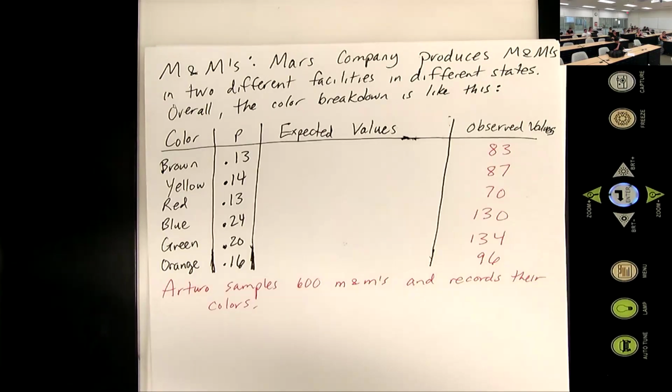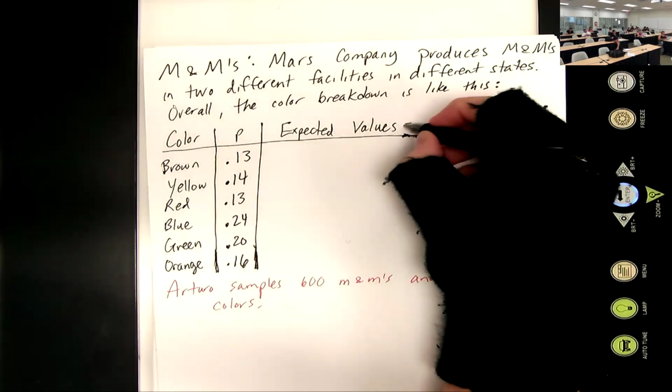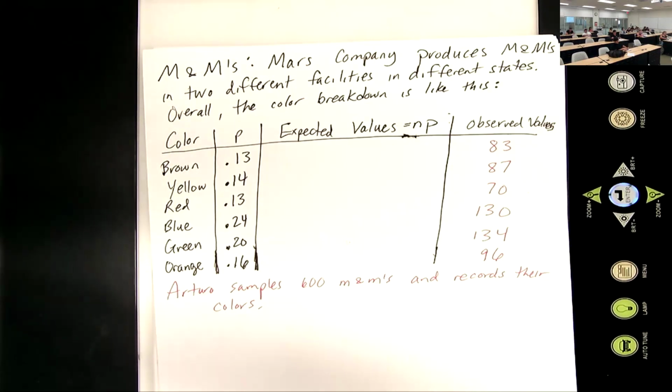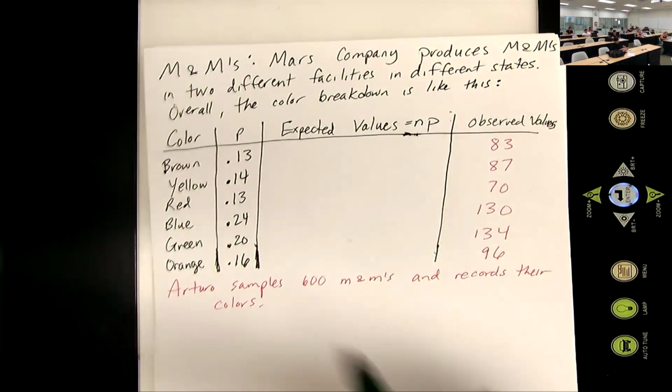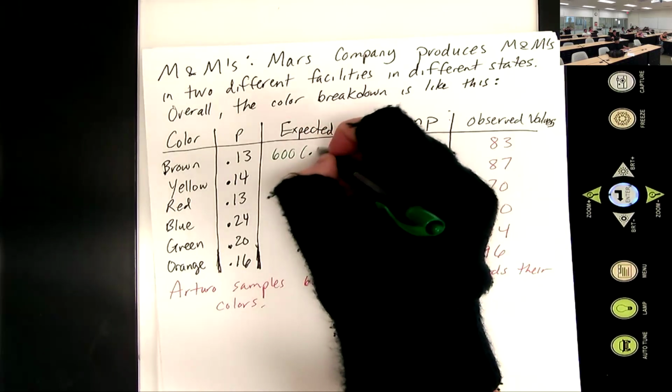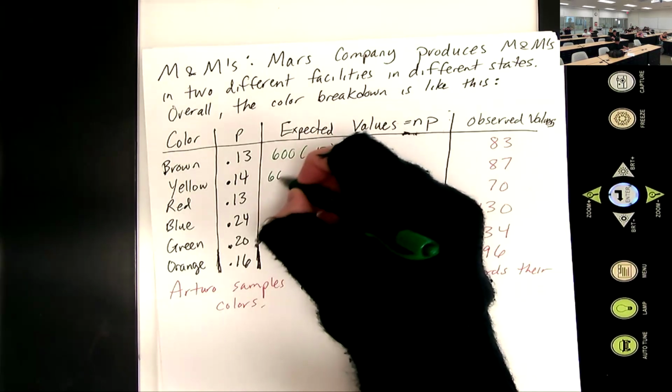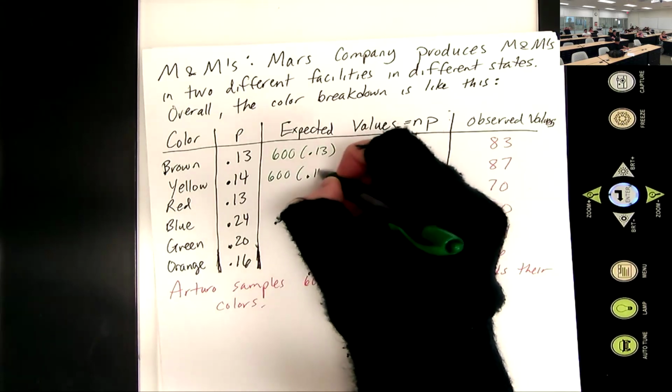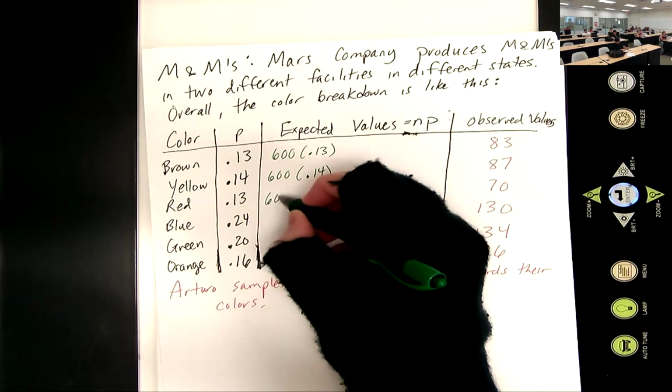Alright, so we don't have the expected values, but we can calculate them. He had 600 M&Ms. Let's assume it was not in one sitting. That's a lot of M&Ms. Expected value is n times p. So what we're going to do is take 600 and multiply it by 0.13. And we're going to do 600 times the proportion for each of these.